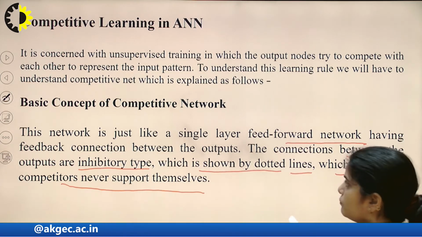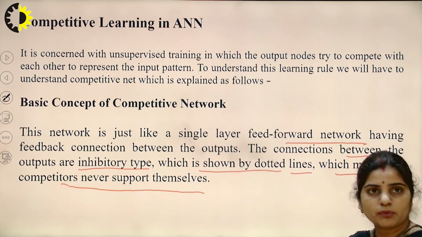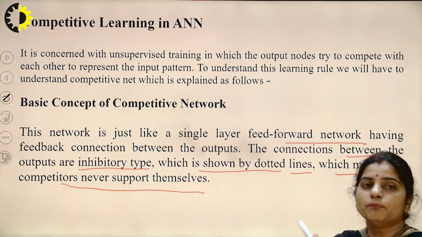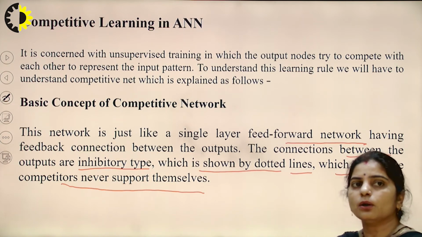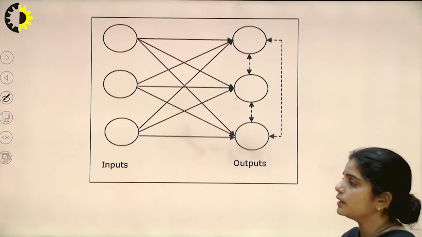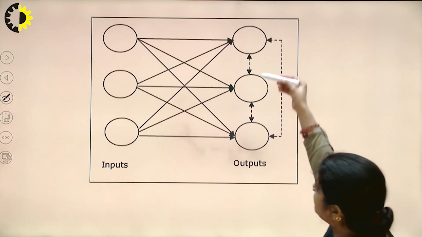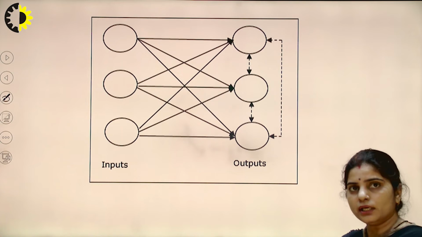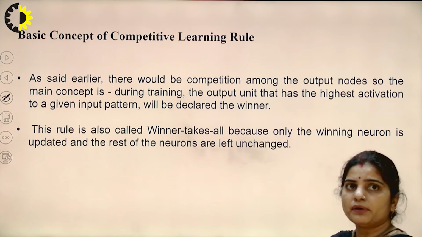Here we see a network which is a kind of single layer feed forward network. We can see the feedback connections between the outputs, but the connections between the outputs are inhibitory type, shown by the dotted lines, which also means that the different outputs are not supporting each other. In the given example, multiple inputs are given, and the outputs are connected through dotted lines, meaning the outputs are not supporting each other.